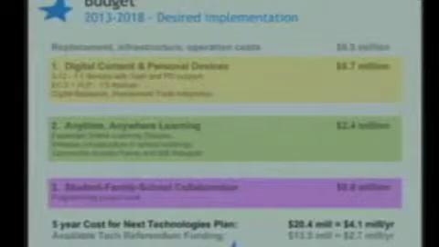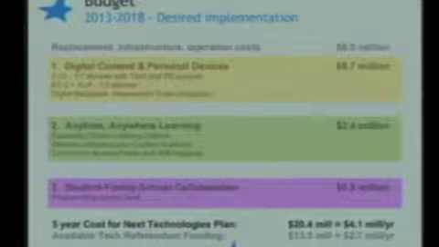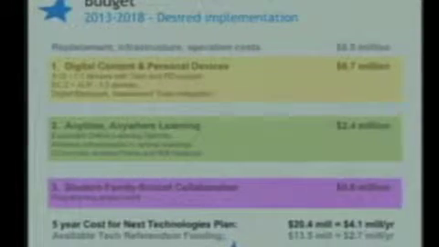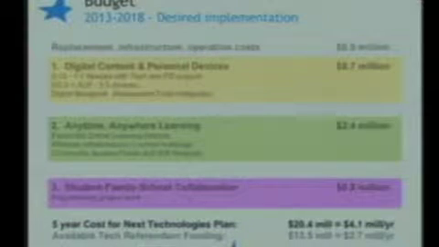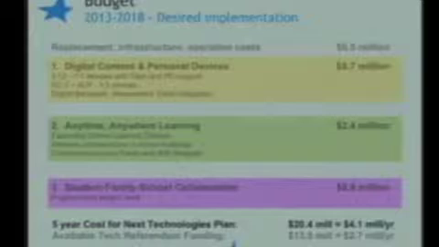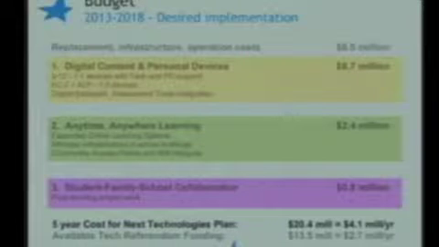This is just the same slide that you've seen before, which is the desired implementation of the Next Technologies for Learning budget. The three category areas there: digital content and personal devices, the anytime, anywhere learning, and then student, family, school collaboration. The dollar values spread over a 5-year period. The total cost of that 5-year expenditure is $20.4 million when you include the infrastructure cost, and that works out to be about $4.1 million per year. Comparatively, that is compared to our current $2.7 million a year.